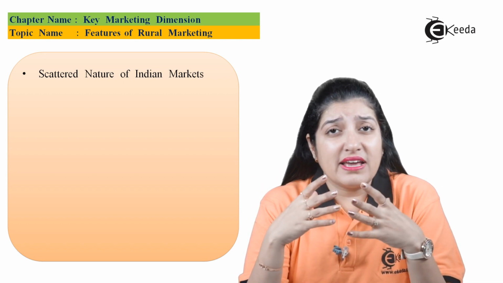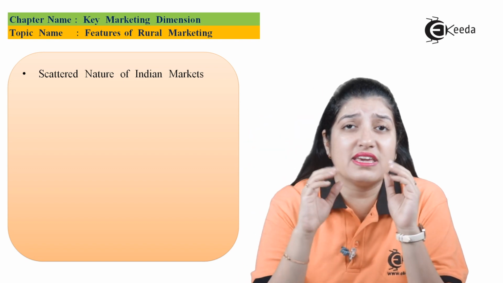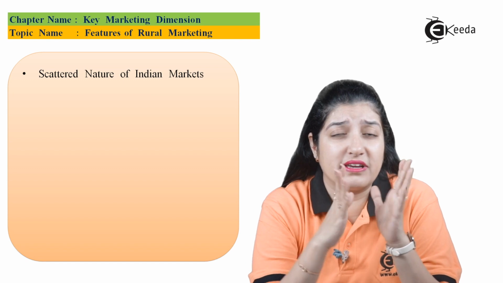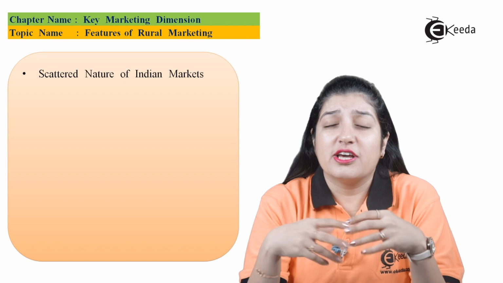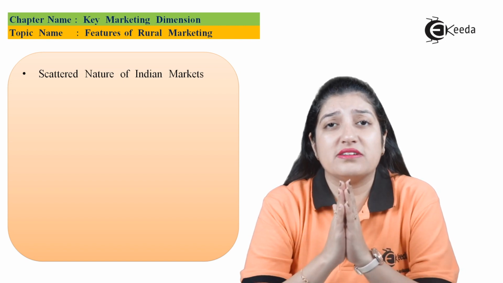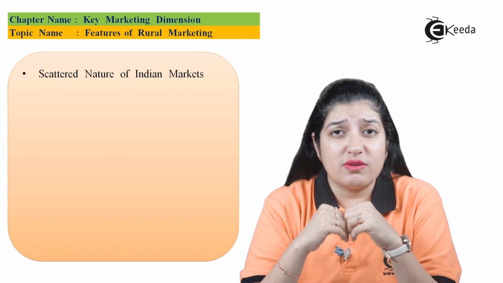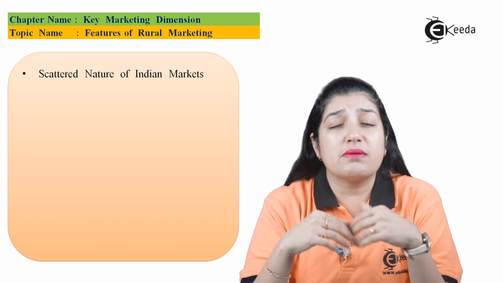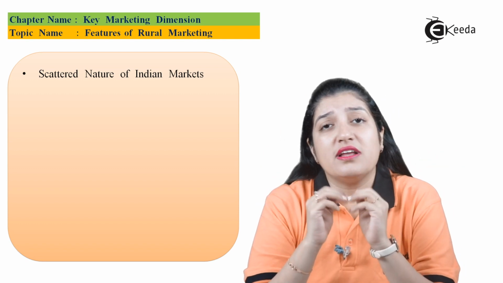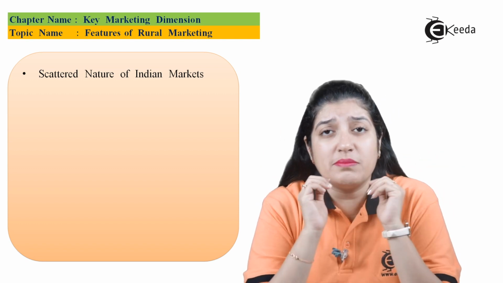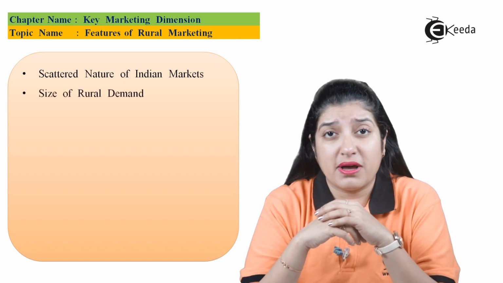By scattered, I mean that in one place there is a very small market, then at a very large distance there is another market. So if the marketer wants to enter the rural market, he has to understand this feature very well, because even if he is doing mass marketing, due to the scattered market, he may be able to sell only a few products in one particular market. Next feature is the size of the rural market.